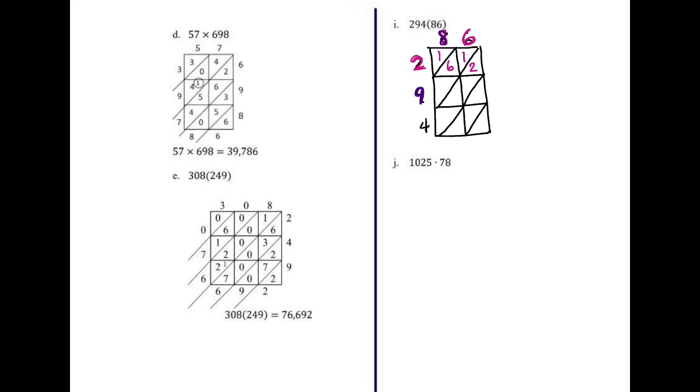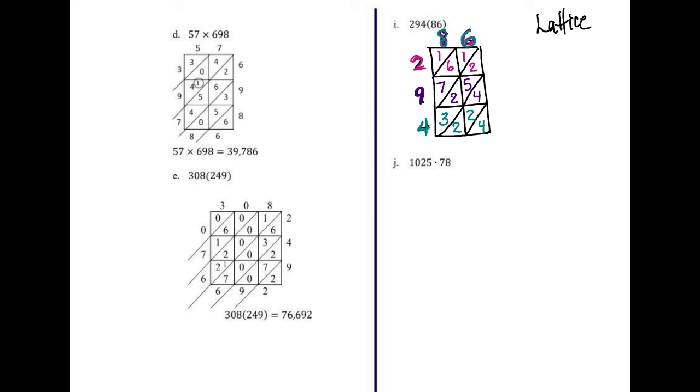Okay, so 9 times 8 is 72. 9 times 6 is 54. Now 4 times 8 is 32, and 4 times 6 is 24. Okay, so now we got our grid filled in. This is sometimes called the lattice, by the way. I don't know if that has two T's or one. I think it has two.